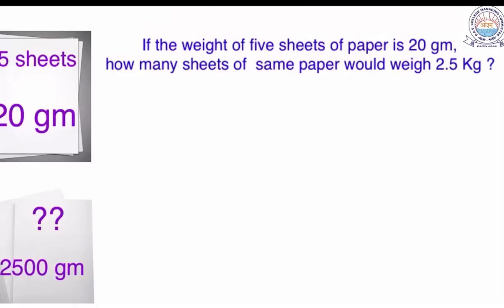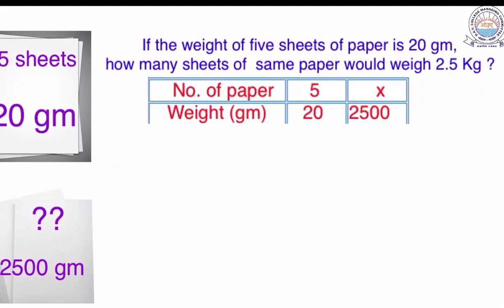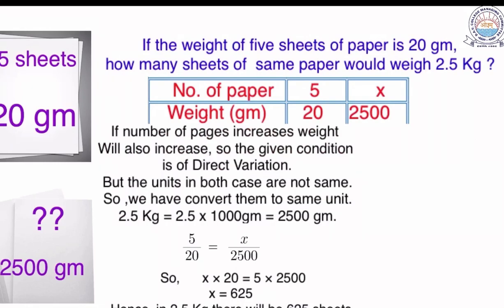Our next problem. If the weight of 5 sheets of paper is 20 grams, how many sheets of the same paper would weigh 2.5 kg? Here, if the number of pages increases, weight will also increase. So the given condition is of direct variation. But the units in both cases are not the same, so we have converted them into the same unit. On solving, we get x is equal to 625. Hence, in 2.5 kg, there are 625 sheets.